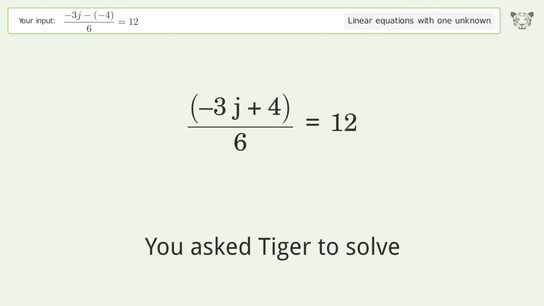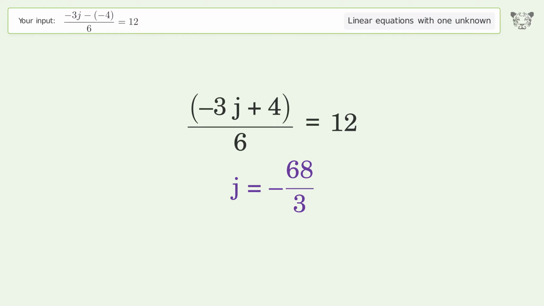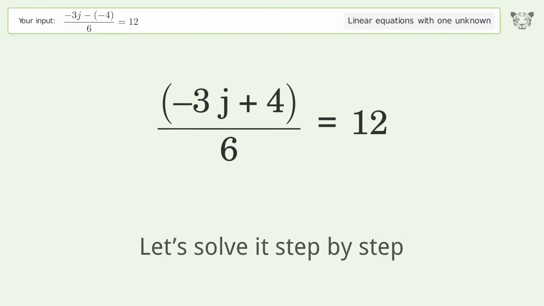You asked Tiger to solve this. It deals with linear equations with one unknown. The final result is j equals -68/3. Let's solve it step by step.